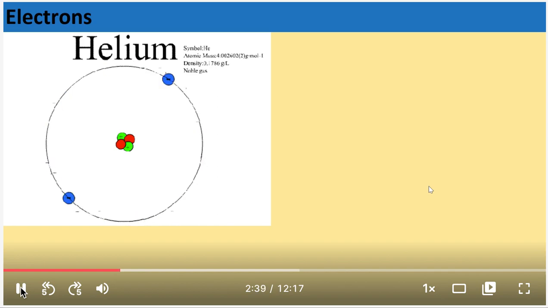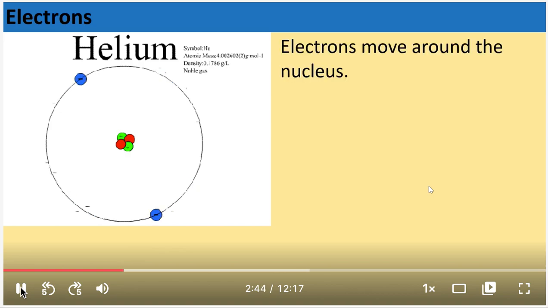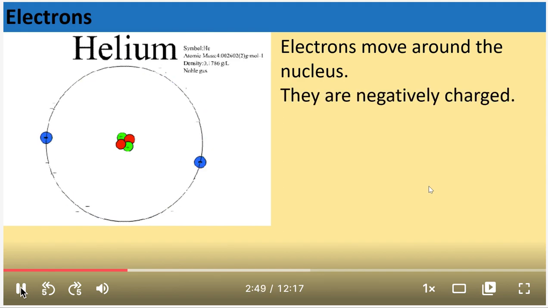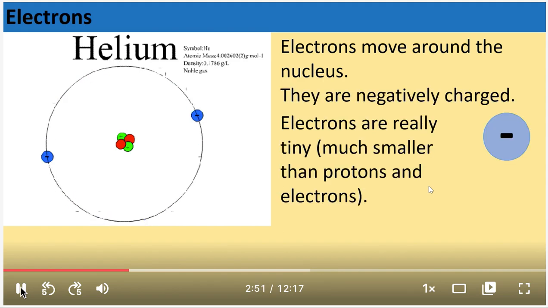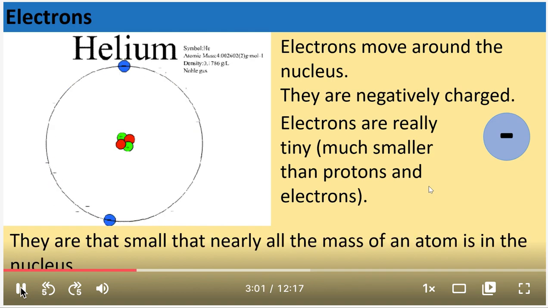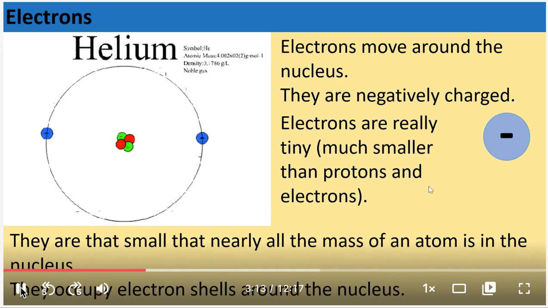The other thing that's in the atom, the 3rd subatomic particle, is the electron. The electrons move around the nucleus, and they are your negatively charged particle. Electrons are really, really tiny. They are much smaller than protons or neutrons. They're that small that nearly all the mass of an atom is actually found inside the nucleus. The electrons make up a really, really tiny fraction of the whole mass of an atom.